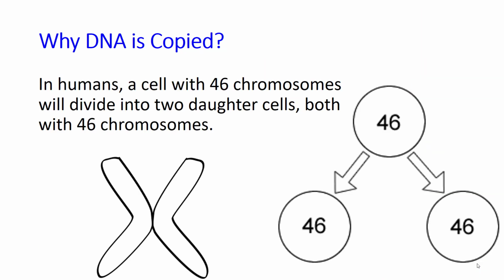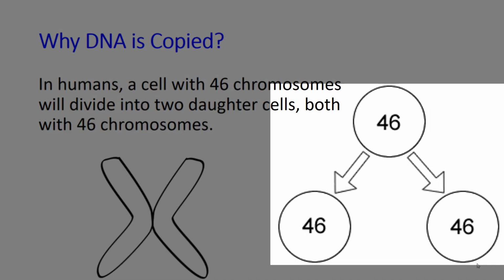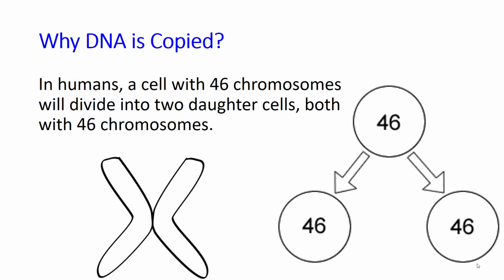So why is DNA copied? Well, if our original cell, the parent cell, had 46 chromosomes, the two daughter cells, the two cells that it creates, also have to have 46 chromosomes. So obviously the math does not add up. And of course, what has to happen is we've got to double the amount of chromosomes in the parent before it splits in half.